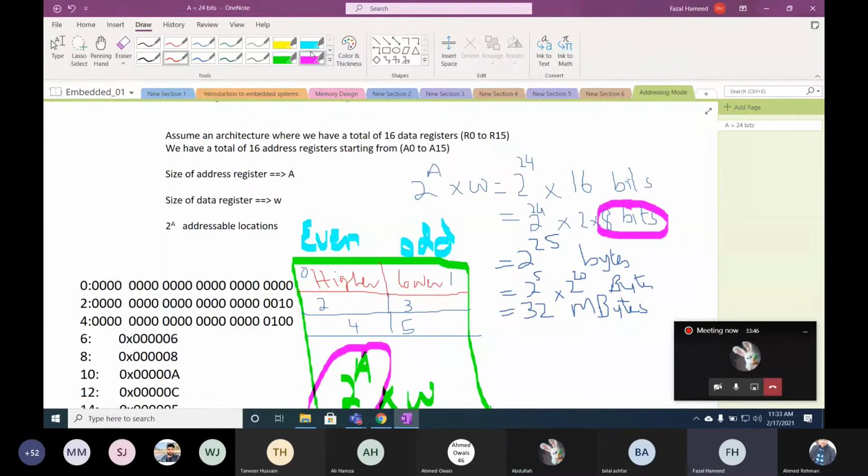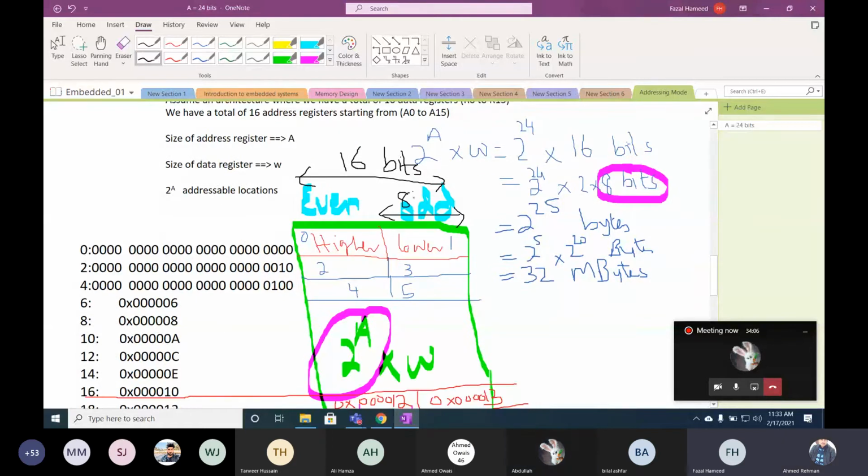ठीक है? We have an odd byte and even byte. What is the size of the data? ये जो data lines का size है, what is the size of the data? कितने बिट्स हैं? 16 bits. Yes. So 16 bits is divided into 8 bits and 8 bits. So this can be divided into higher byte and lower byte. ठीक है? The higher byte has an even address and the lower byte has an odd address. अब समझ आई या नहीं आई बेटा? समझ आई बात या नहीं आई?